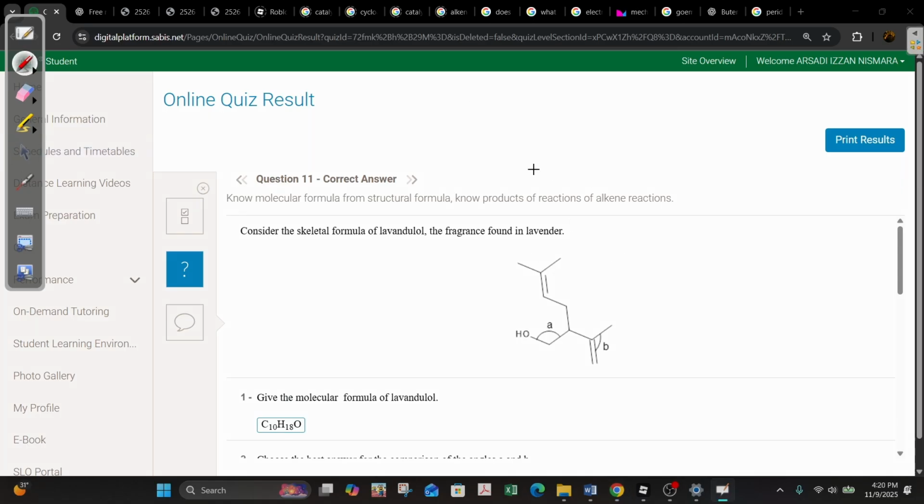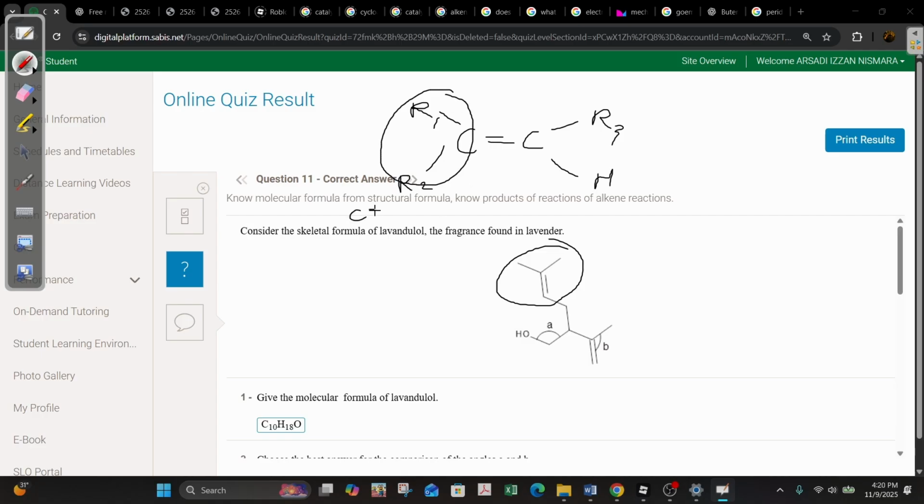Okay, let's take this group. We have a C double bond, and we have two R groups. Let's say this one is R1, R2, this is R3, and this goes to a hydrogen. In hot acidified KMnO4, doesn't this separate and turn into a ketone? Yes, so a ketone will be formed here. What about this group? R3 and H.